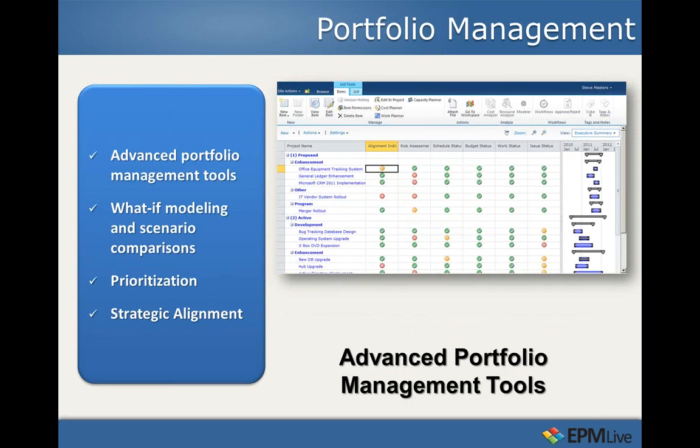Now, as we get into more of our portfolio management capabilities, we're really able to focus on more strategic planning and analyzing capabilities here. So we have our what-if modeling scenarios and comparison to really make sure we're planning the most efficient way forward with our portfolio of projects and other types of initiatives. We can also plan with prioritization and make sure our projects and the requests that are going forward strategically align with our corporate objectives and our organizational goals.